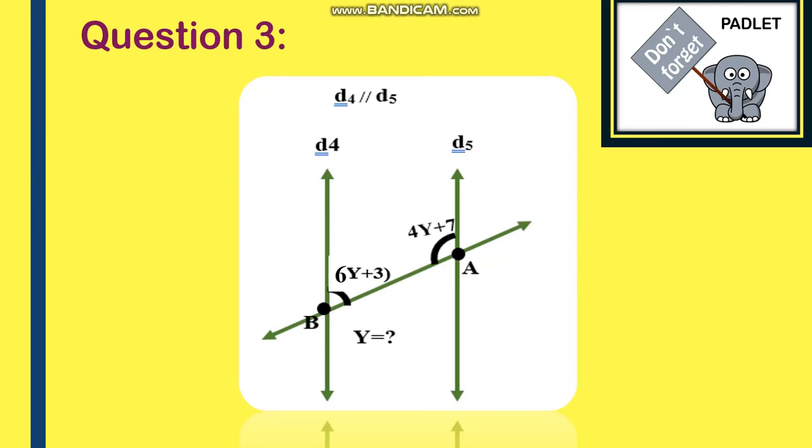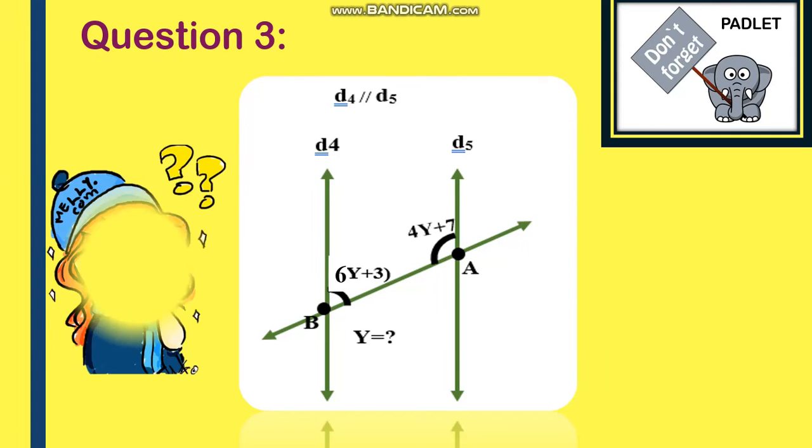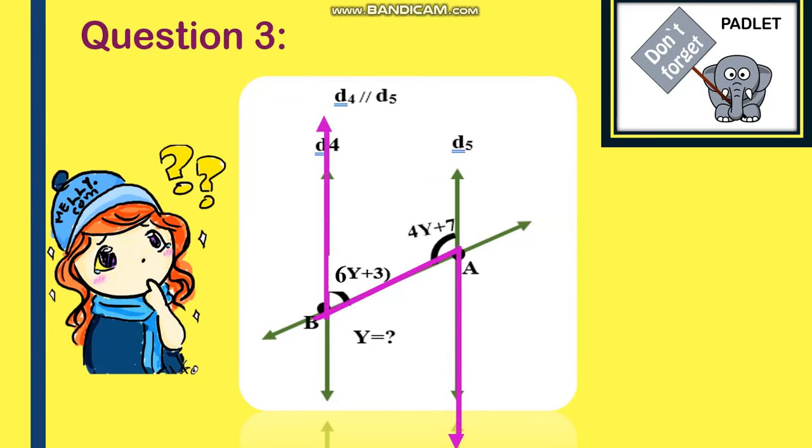Please stop the video and try to solve it. Let's solve together. Do you see? There's a alternate interior angles. We can see that this angle and this angle are equal to each other. So if angle B, this pink one, 6y plus 3, this should equal to also 6y plus 3.